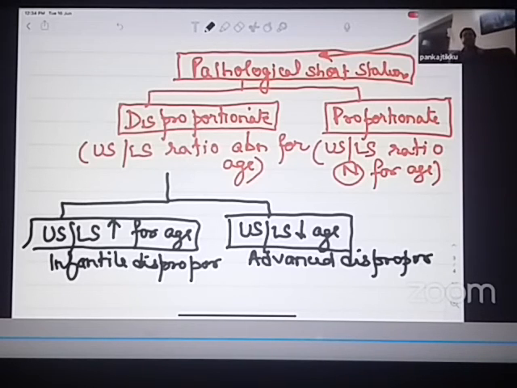Just two names that have been given. So if the upper segment to lower segment ratio is more than expected, infantile disproportion. If it is less than expected, advanced disproportion. And if it is according to expected, it is not disproportionate, it is proportionate short stature.